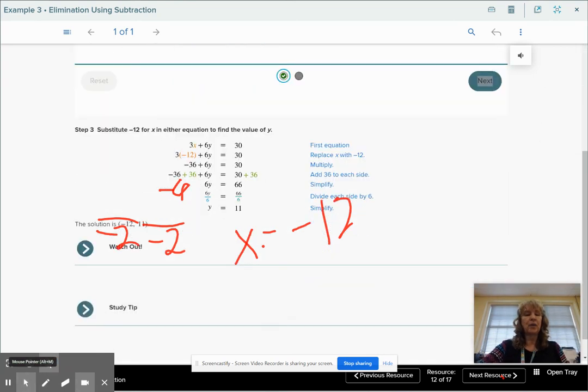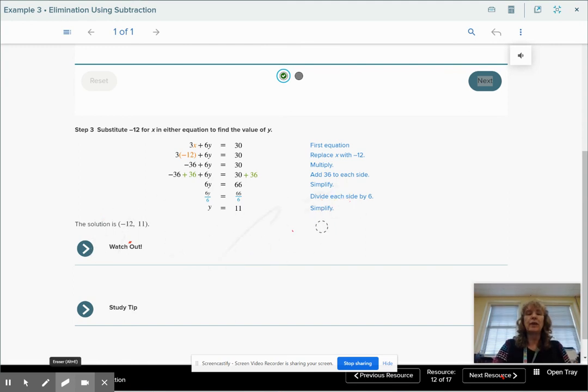Okay, let's go ahead and take a look at step 2. Let me erase all this. Now they want you to substitute that -12 for x in one of the equations. They picked 3x plus 6y equals 30. And then it's just algebra. So take a look at the steps. 3 times -12 is -36. Add 36 to both sides. You're left with 6y equals 66. Divided by 6, y is equal to 11.